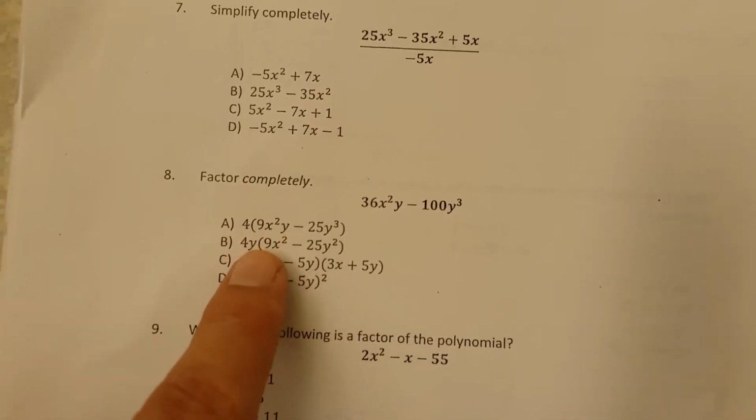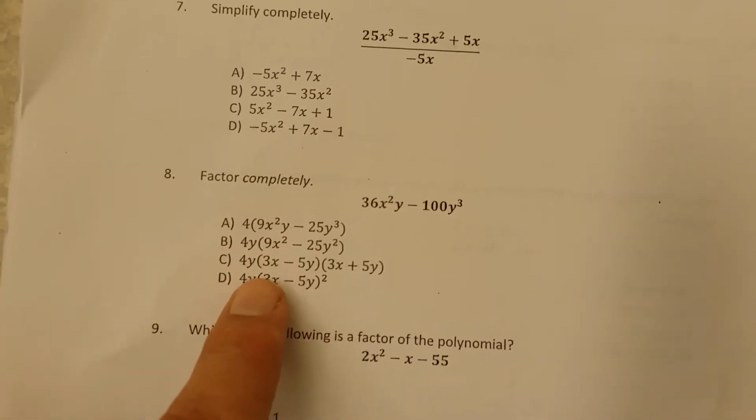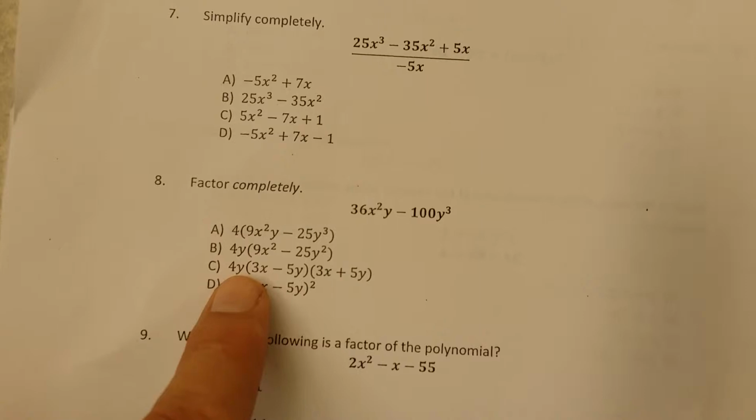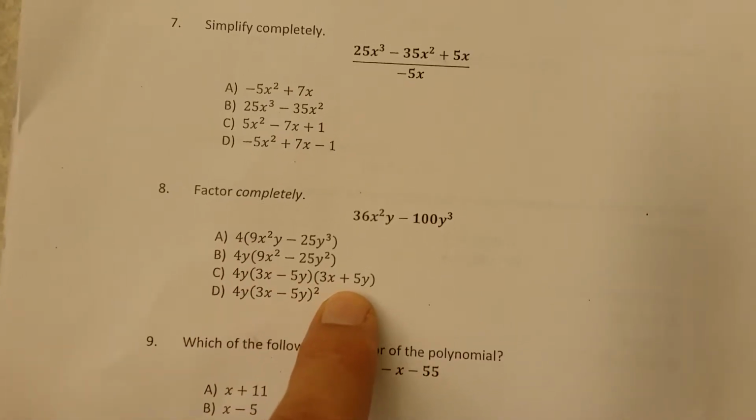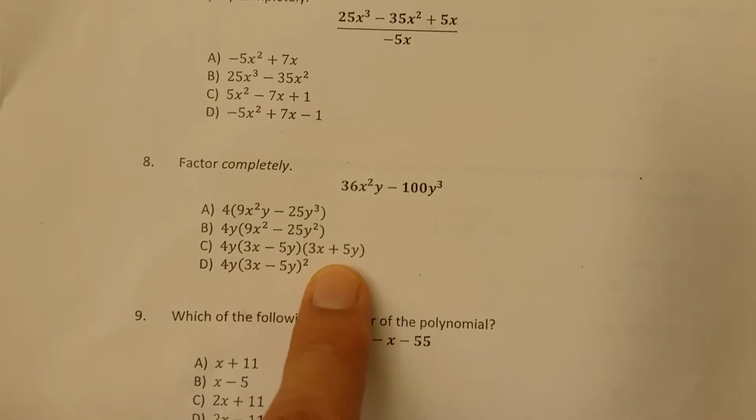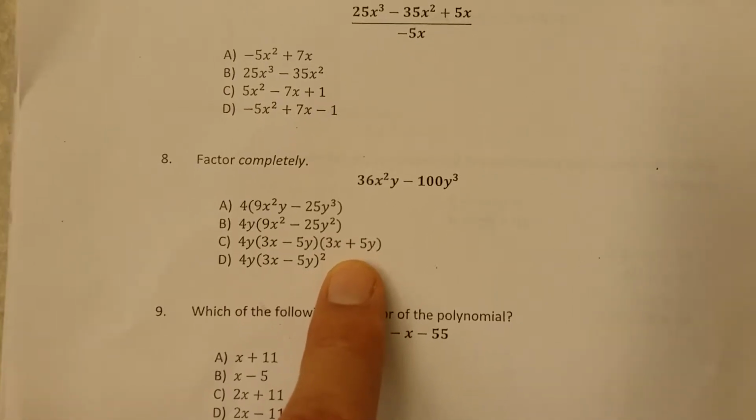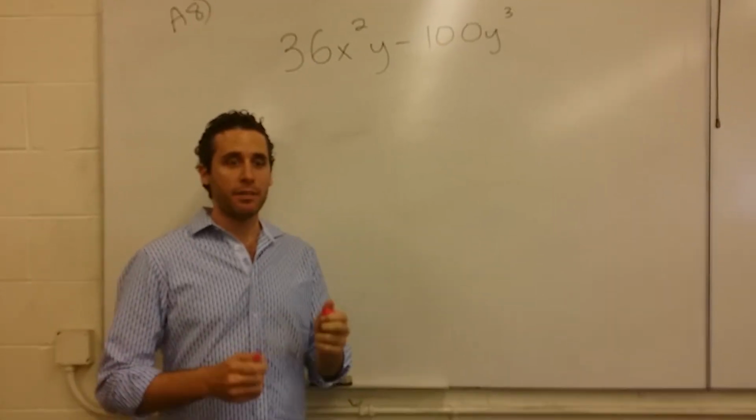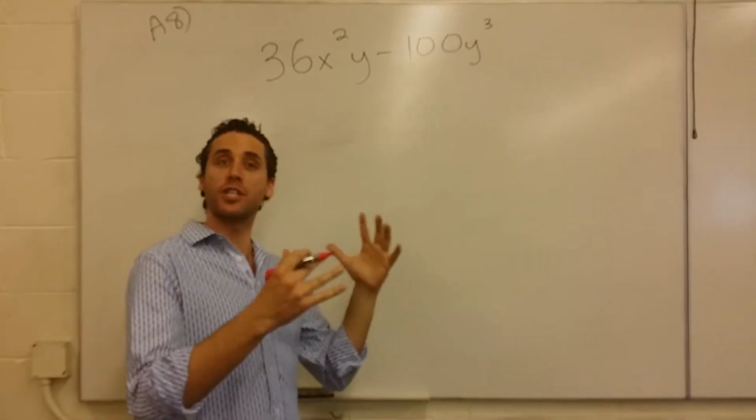Notice all of the others are only factored into 2 terms. This one is factored into 3 terms. That's not the best way of solving it. That's the easiest way, but we'll learn how to solve it now the traditional way. So we're going to continue and now solve it the traditional way.